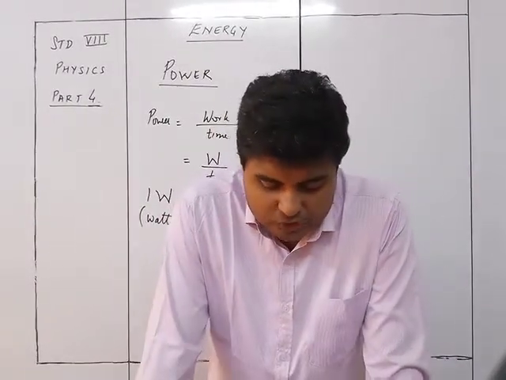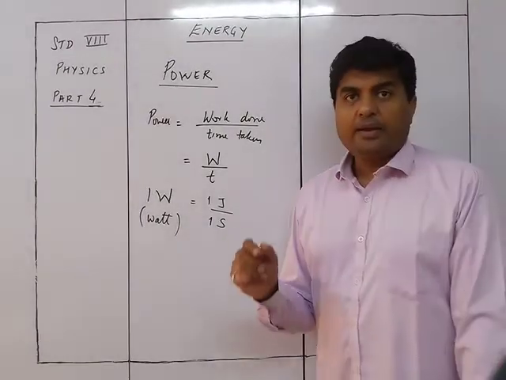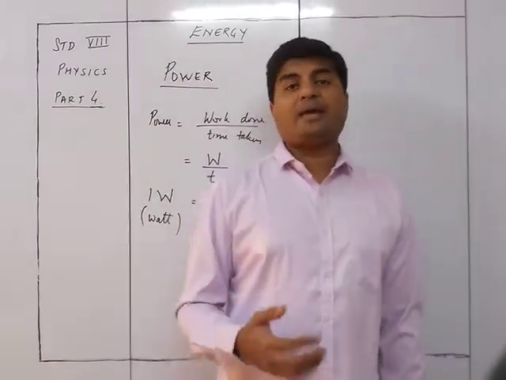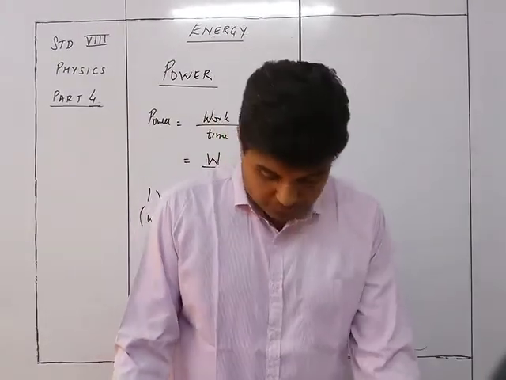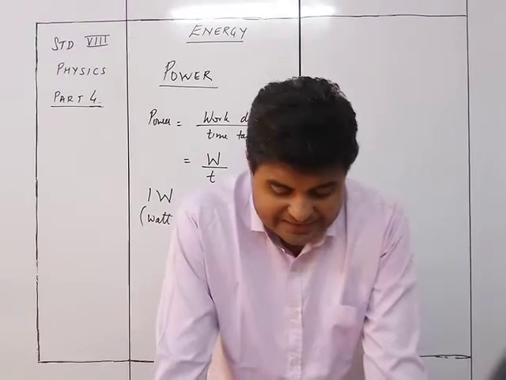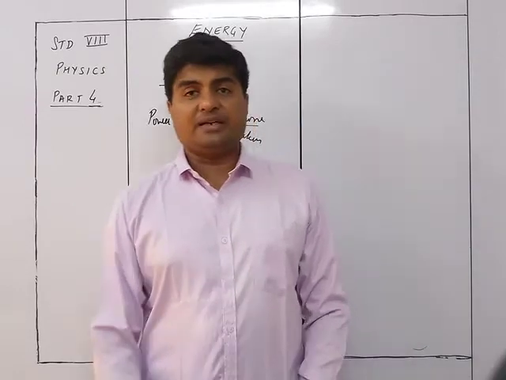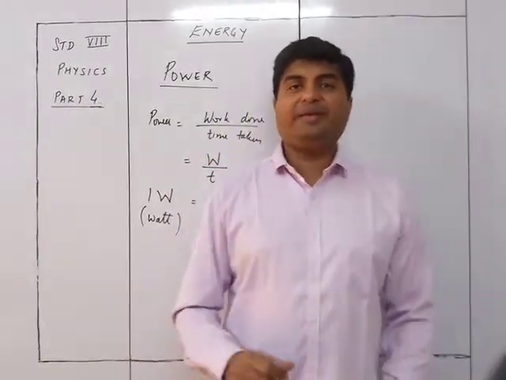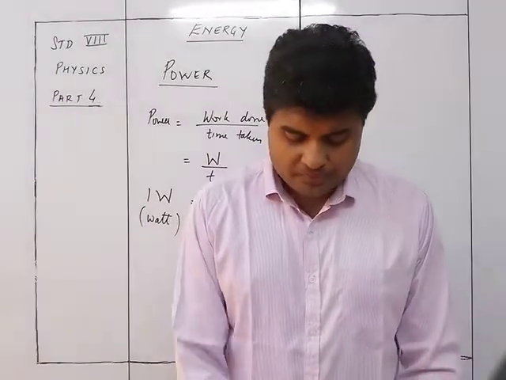Next is the time taken by the source to do the work. It is inversely related. If the time taken is more, then the power will be less, and if the time taken is less, the power will be more. So if a machine does a given amount of work at a fast rate, that is in less time, more power is spent by it. If the machine is doing the work very fast, that means it is a high power machine. So the power of the machine is much higher.